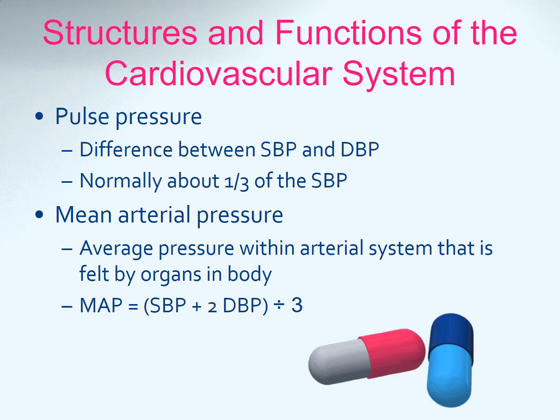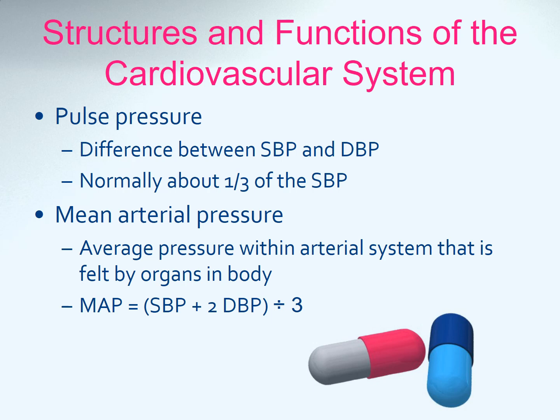This refers to the average pressure within the arterial system that's felt by organs in the body. It's not the average of the diastolic and systolic blood pressures because the length of diastole exceeds that of systole at normal heart rates. Your MAP, or mean arterial pressure, is calculated in a couple of different ways. One of the easiest ones is to take your systolic blood pressure plus 2 times the diastolic blood pressure, add those together, and then divide by 3. A person with a blood pressure of 120/60 has an estimated MAP of 80.